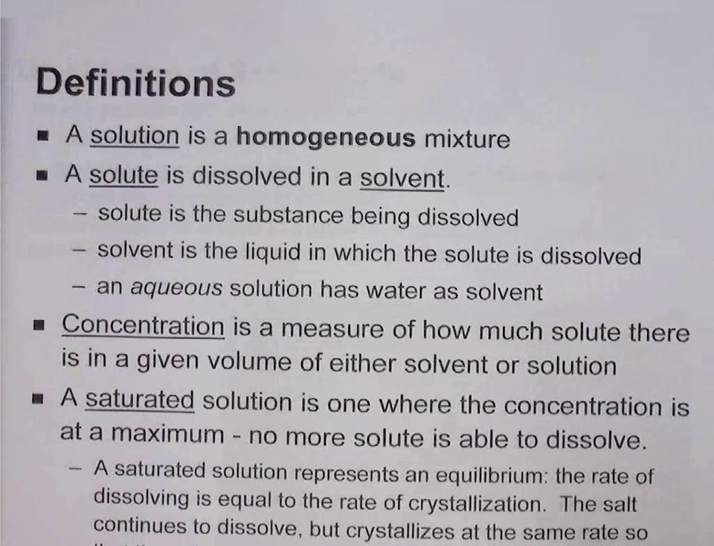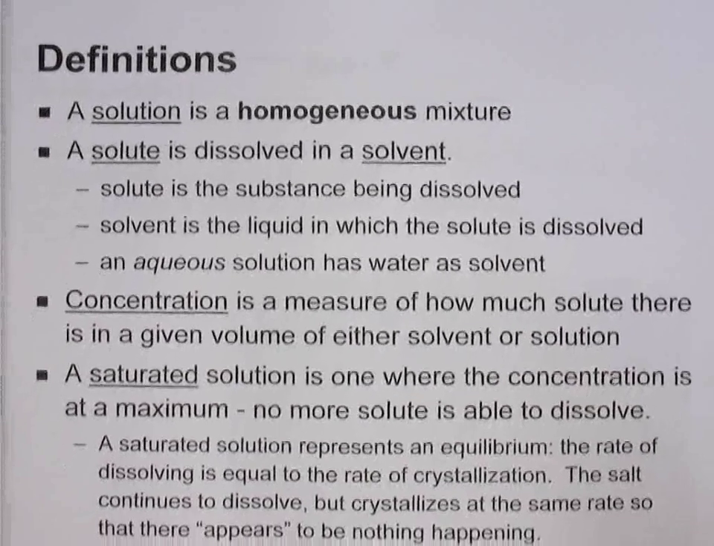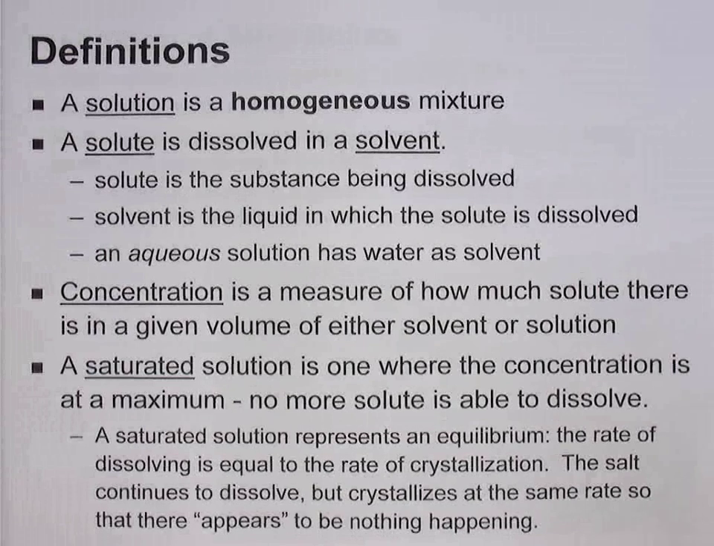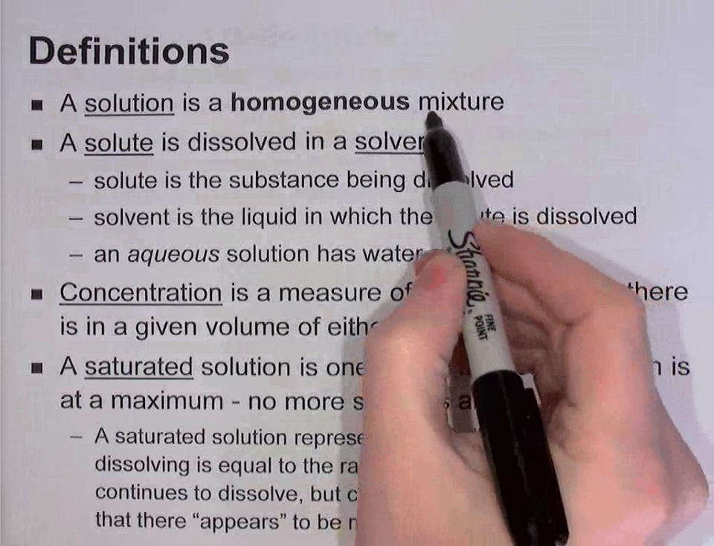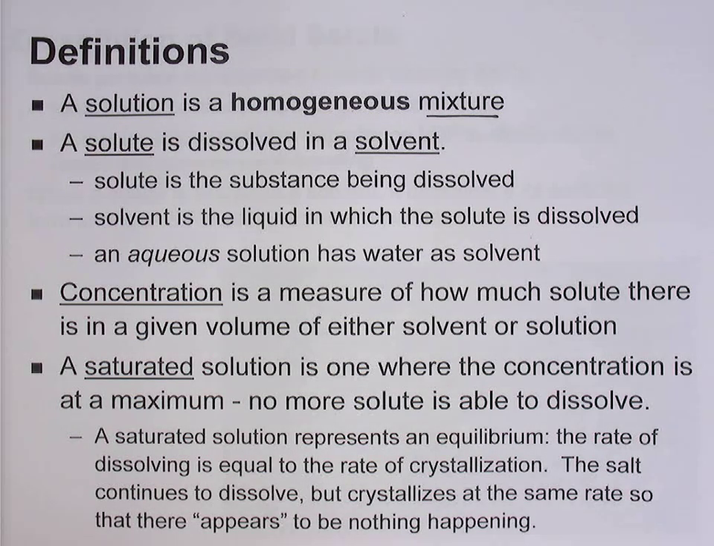Solutions we first looked at in our Grade 9 Advanced Science class last year, so some of these definitions are going to look familiar to you, but be sure you've got them in your notes. A solution is a type of mixture. So a mixture has more than one substance in it. To be a solution, though, the mixture has to be homogeneous. A homogeneous mixture is one where the composition of the mixture is the same everywhere.